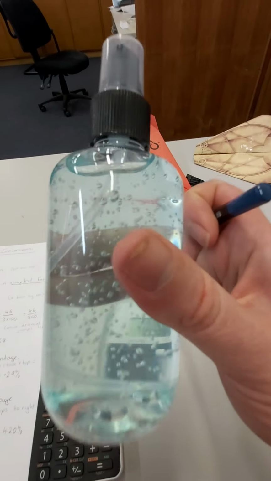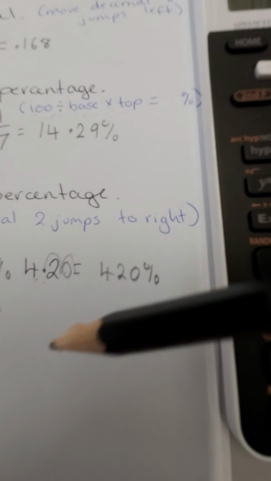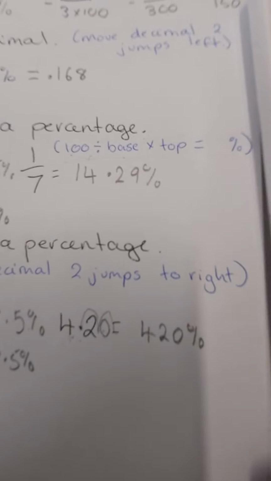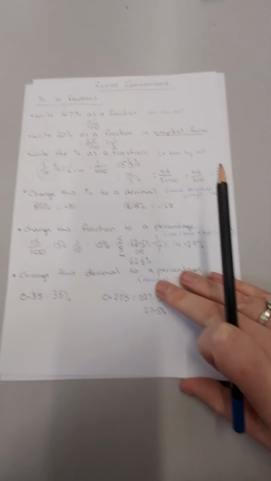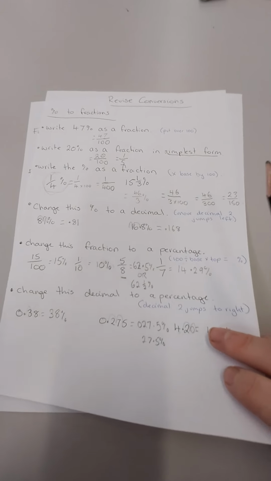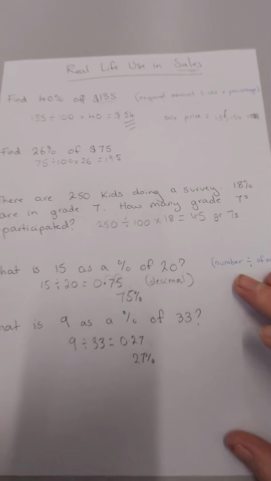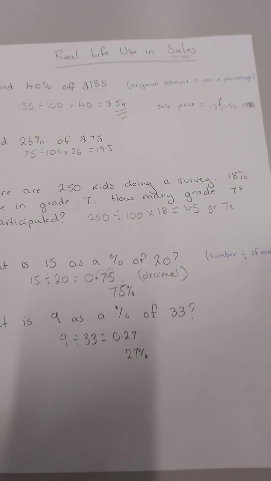4.2 means 4 whole of something plus your 0.2. 420%, 100% is 1 whole something. Okay, so that's all correct. So hopefully that was just revision for you. We've got some questions on these things just to practice doing that. And then we're going to look at some real life skills, okay?